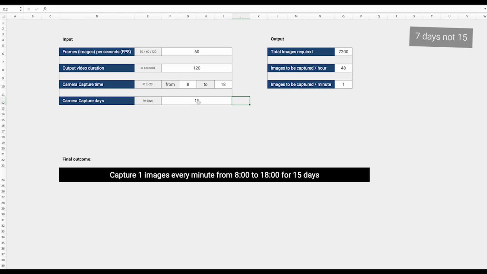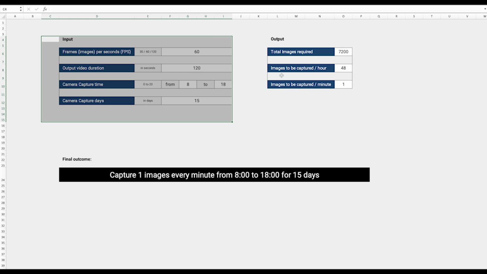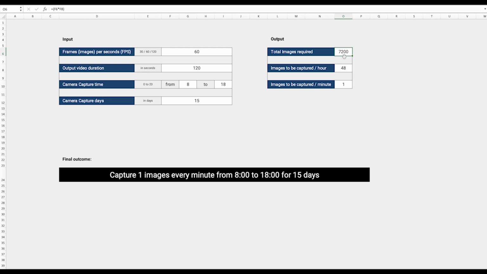So when we put all these inputs on the right hand side, we get the output. And for this particular input, what I'm seeing is I need a total of 7,200 images. And how many images do I want to capture every hour? That would be 48.